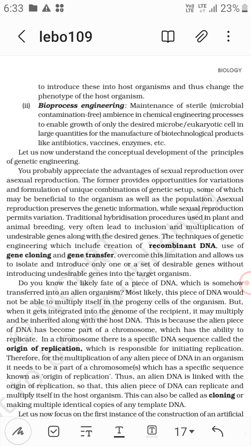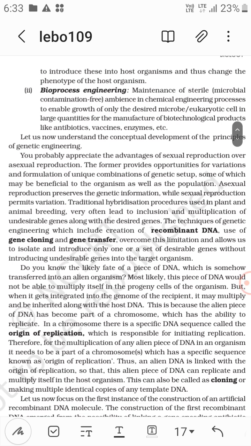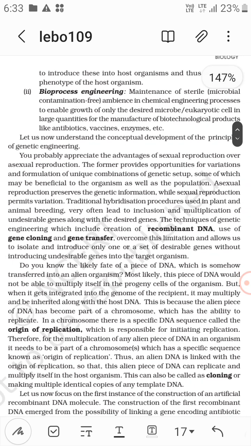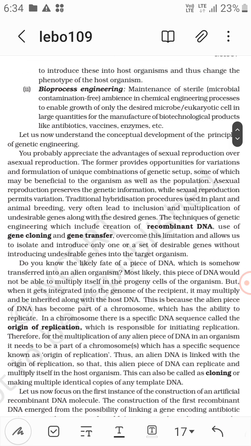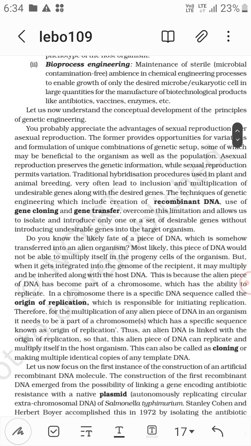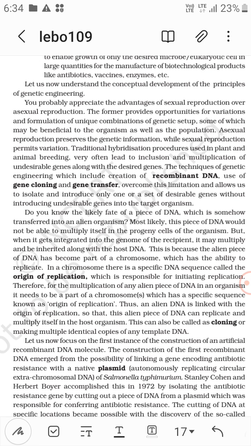So this technique of genetic engineering, which includes creation of... now this is kind of extra work, you are also getting undesirable and desirable genes. So the techniques of genetic engineering, which include creation of recombinant DNA, use of gene cloning and gene transfer, overcome this limitation and allow us to isolate and introduce only a set of desirable genes without introducing undesirable genes into the target organism.